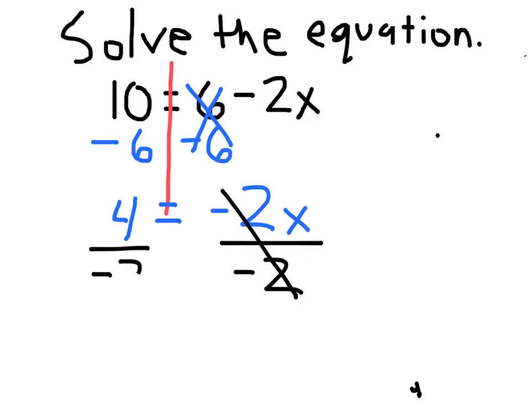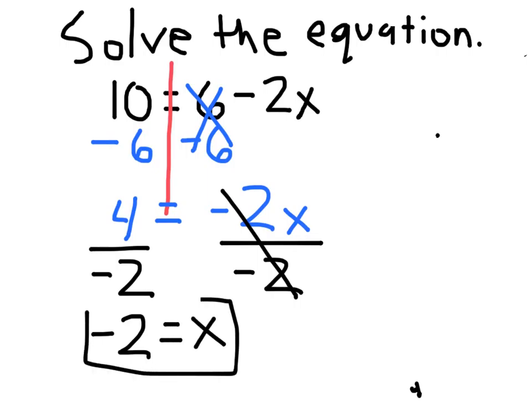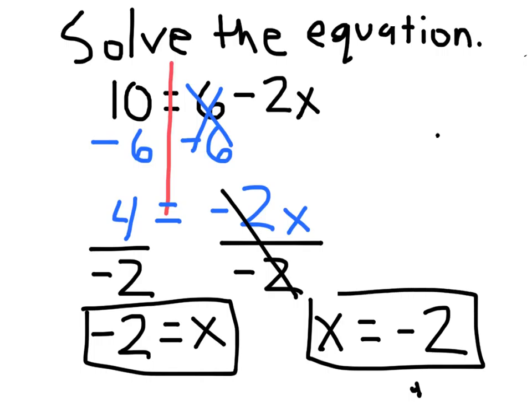Divide by negative 2. And I have 4 divided by negative 2 is negative 2, so I have negative 2 equals x is my solution, or if you want to rewrite it as x equals negative 2, either solution will work.